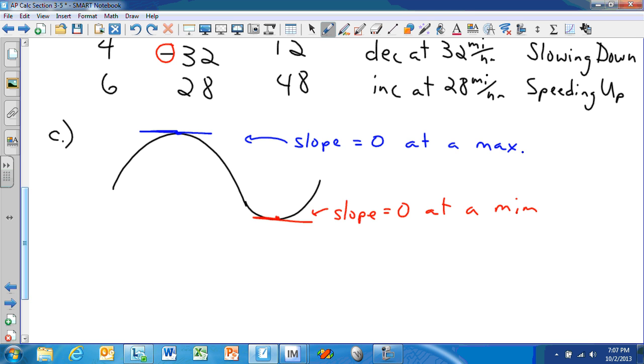So in other words, just by finding a slope of 0 does not guarantee me a minimum or a maximum. I have to look a little bit further into it to figure out which one of the two it is. All right, so that's the type of problem that we're looking at here.